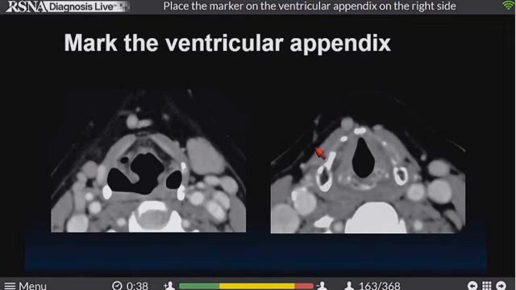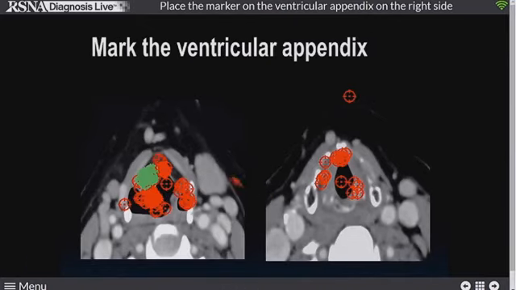So we've got two levels. This is the true cord level, the cricoarytenoid joint, and this is the supraglottic level. And actually, we might give you part credit if you marked one other thing. That's hard to mark. All right, is that enough? People are starting to get it wrong. Well, actually, I was going to give you credit if you marked this little dot. But not many did, but this is the ventricular appendix.